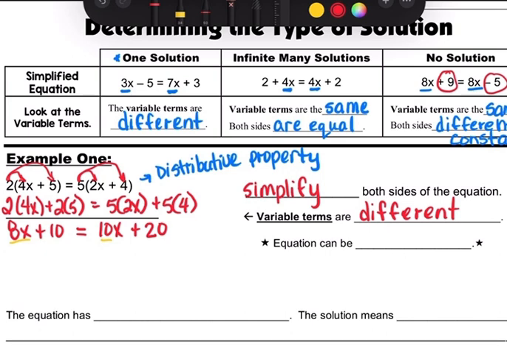Okay? You want to now combine like terms and you want to solve for x. So if the equation can be solved for x, you already know that, hey, I need to work this out and get x equal to a number. Okay? So now I want to combine like terms by subtracting 8x from both sides. When you subtract 8x, the 8x's will cancel.